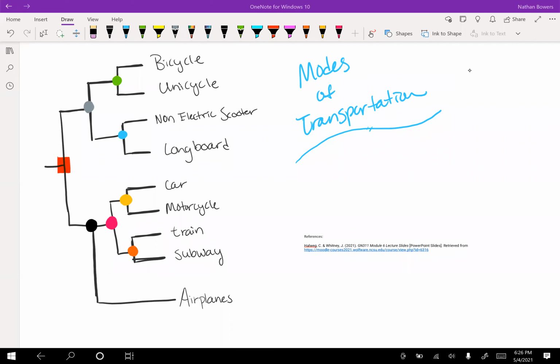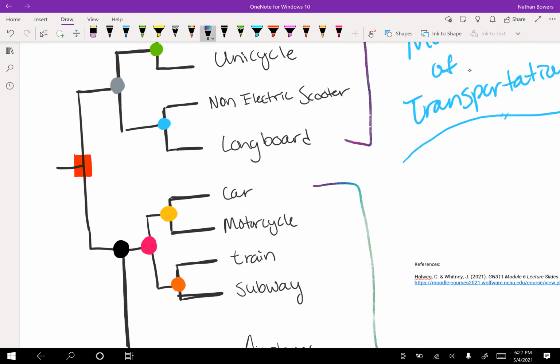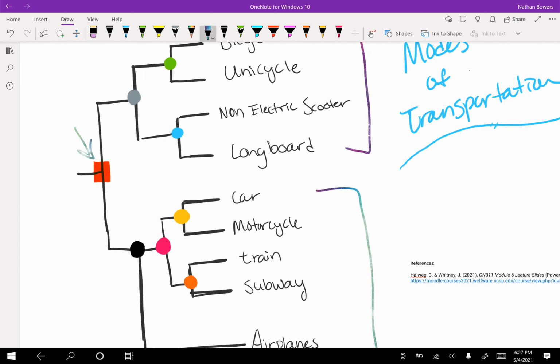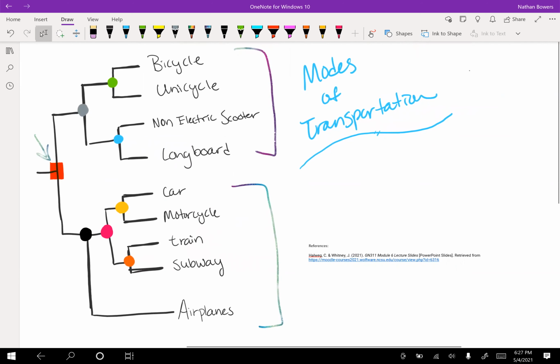So this is my phylogenetic tree on different modes of transportation. I primarily broke this tree down into manual, the top portion, and automatic modes of transportation, this part. The automatic and manual modes of transportation share a common ancestor at the root of this tree, which is this red square right here. This is the common ancestor that diverged and made automatic and manual vehicles.